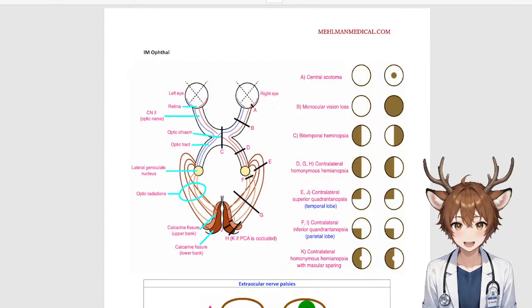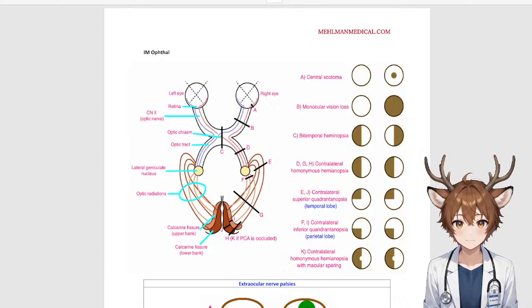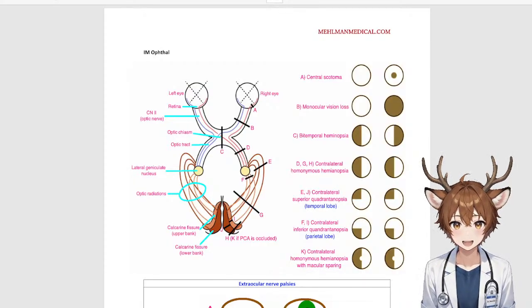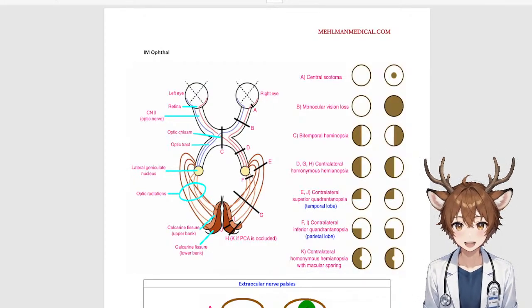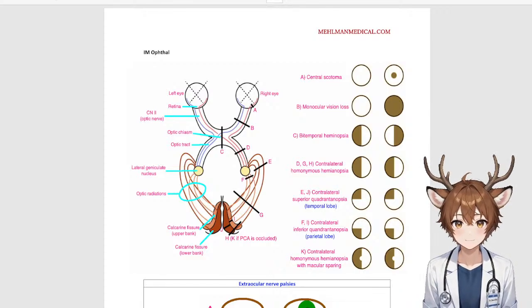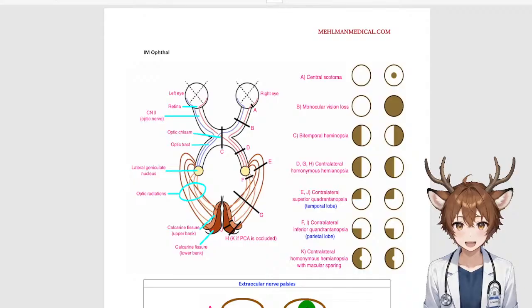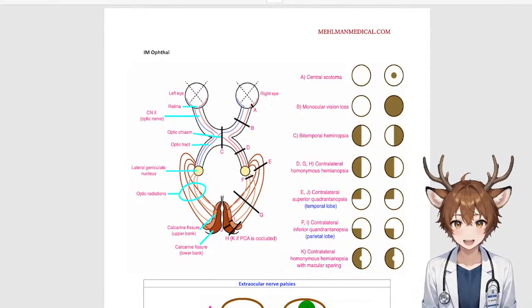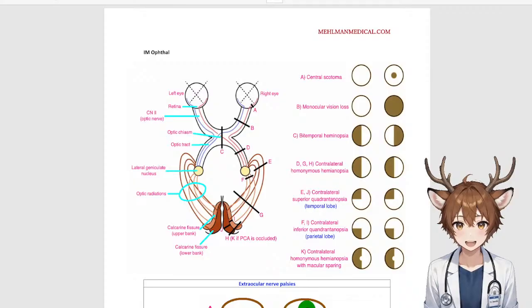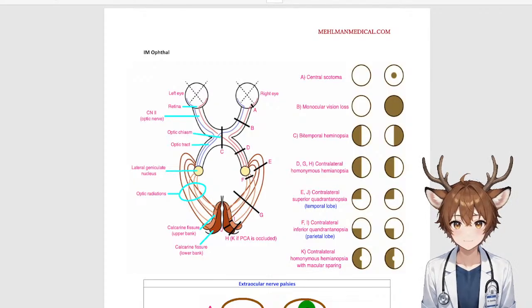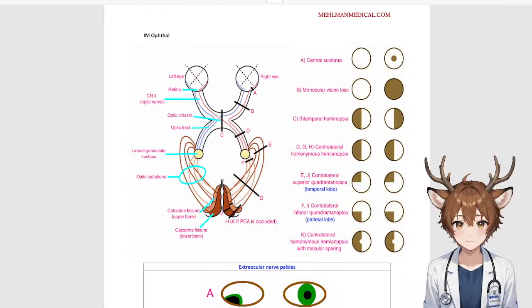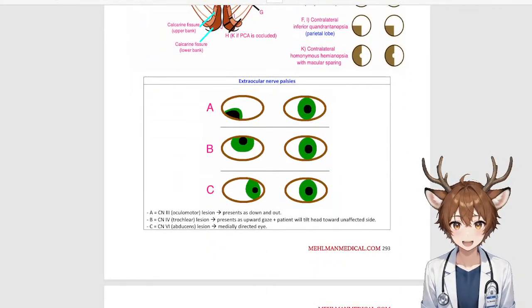Contralateral homonymous hemianopsia with macular sparing. That would be caused by K if PCA is occluded. And K would be, we're talking about H before, contralateral hemianopsia. Because it could be happening there too at the calcarine fissure if you just knock out both banks. But K could be happening if the PCA is occluded. But you have macular sparing for that.